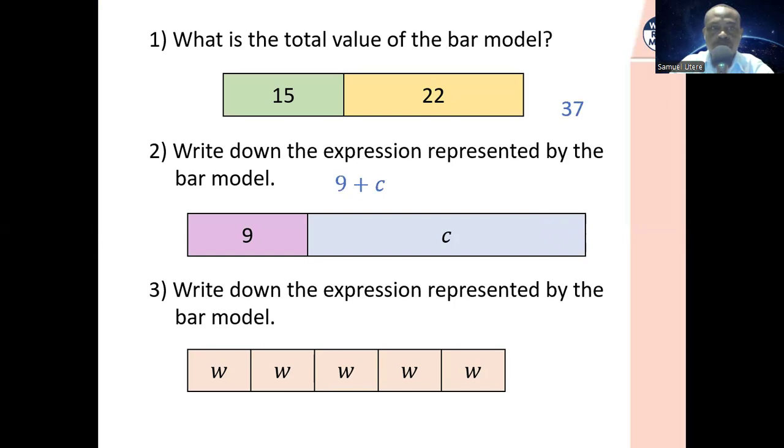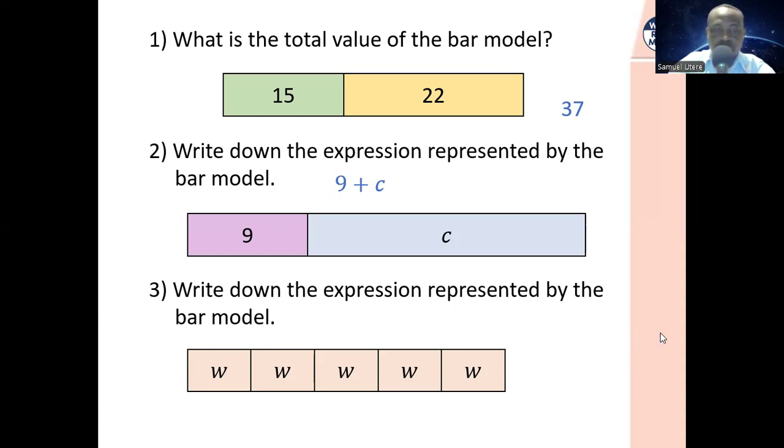So for question 1, you were asked, what is the total value of the bar model? Remember, we always add the bars. So this one is just 15 add 22. And then you're told to write down the expression represented by the bar model. So if we add the bar for 9 to C, we'll have the expression 9 plus C, or 9 add C.